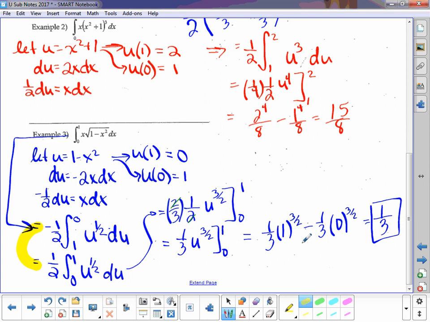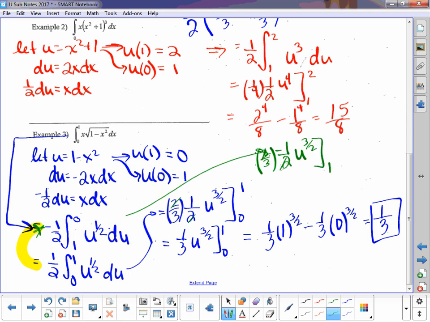So again, you could have left it like that. You still get the same answer. If you would have left it like this, you would have gotten negative 1/2 u to the 3/2 times 2/3. 2's reduce. Which then would have given you 0 substituting, which is 0, minus 1 substituting, which is negative 1/3 times 1, which is just then positive. So you end up getting the same answer, just fewer negatives to deal with the next time. Questions on that one?